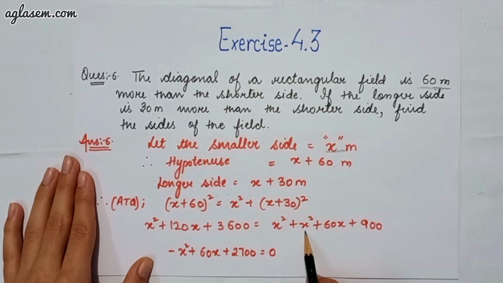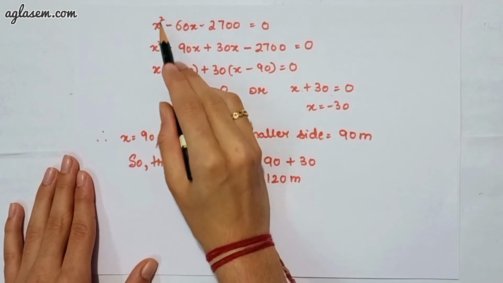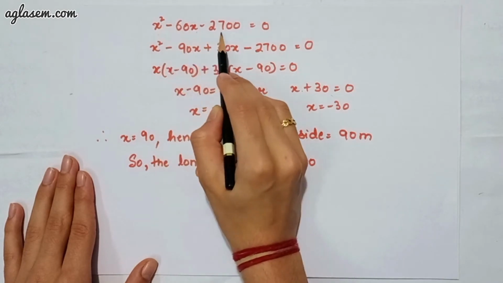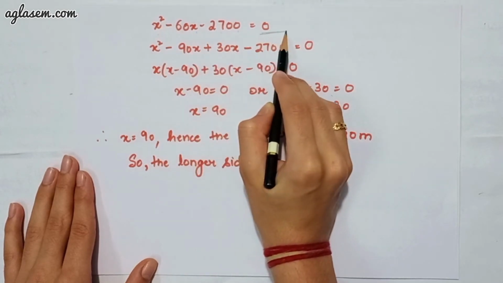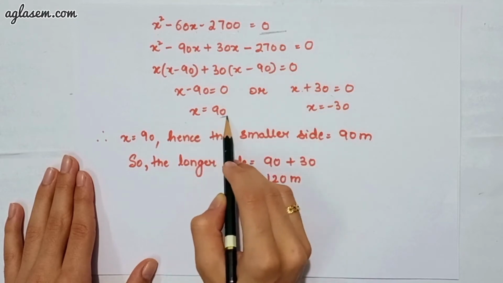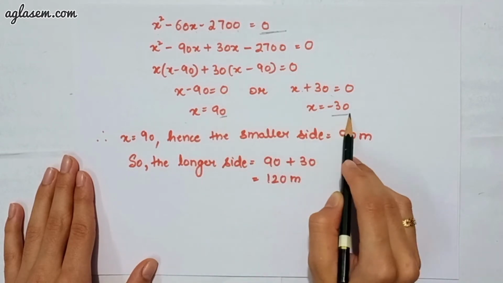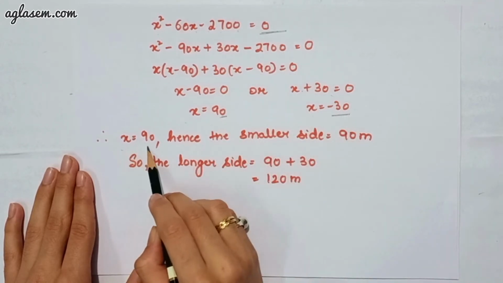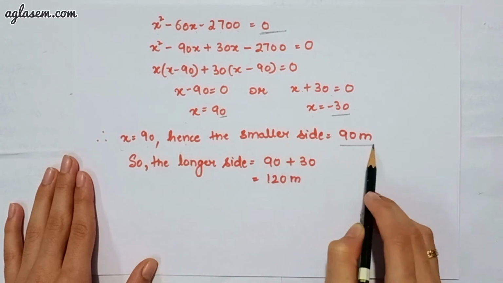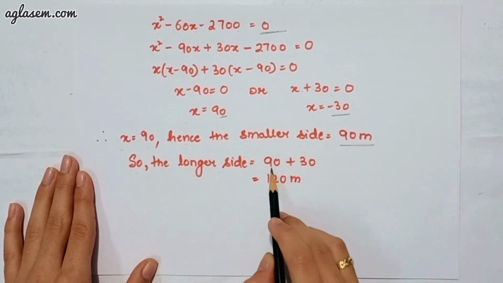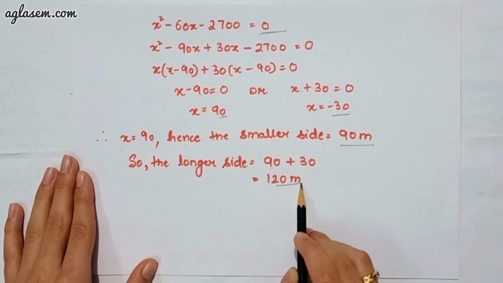So now applying the formula, we will get x square plus 60x plus 900, which will give you an equation, that is minus x square plus 60x plus 2700 is equal to 0. Further solving it, we will get x square minus 60x minus 2700 is equal to 0. Now solving it, we will get x as 90 and another x as minus 30. So x is equal to 90. Hence the smaller side is 90 meter. So the longer side will be 90 plus 30, that is 120 meter.